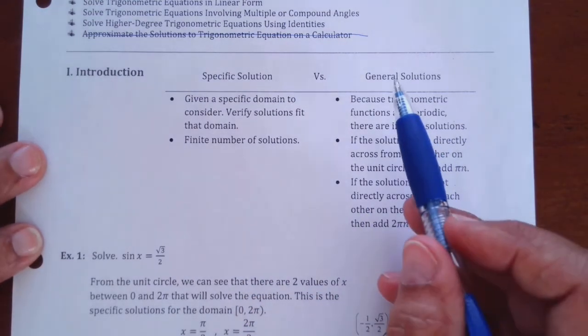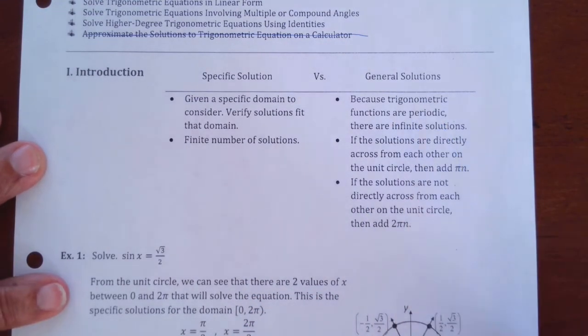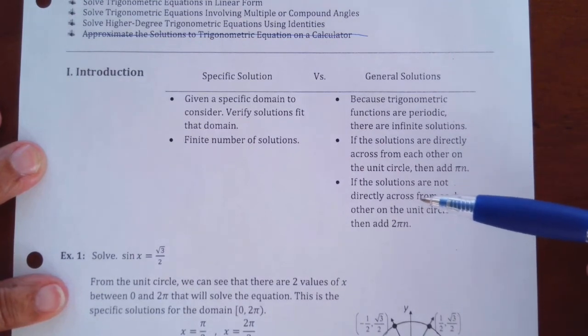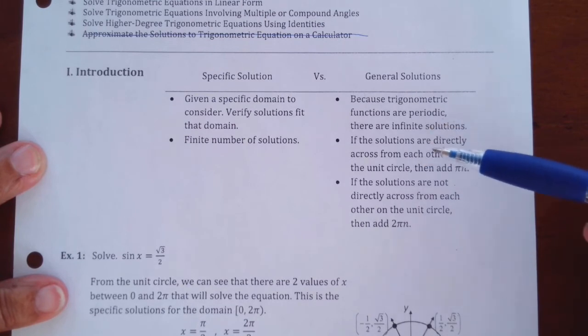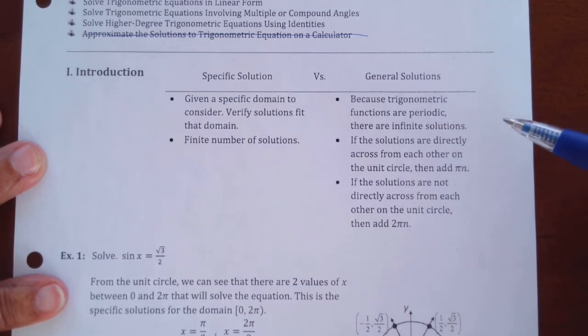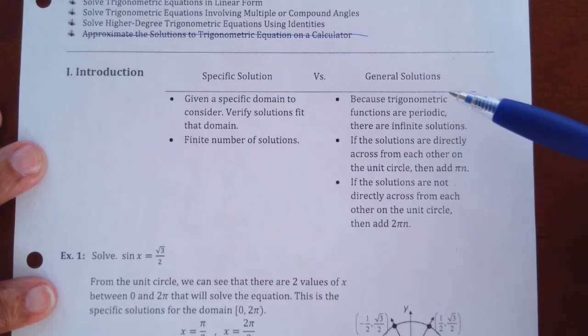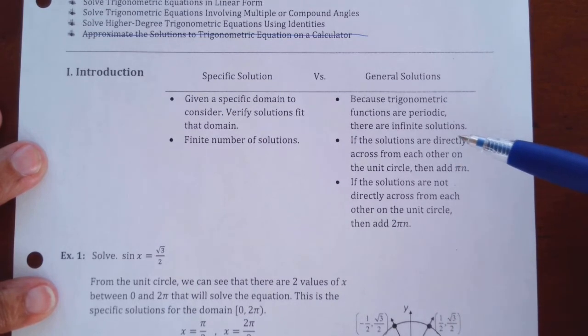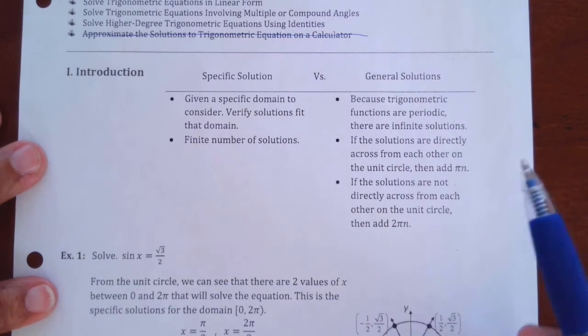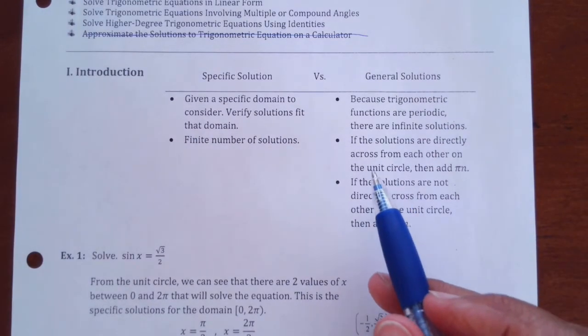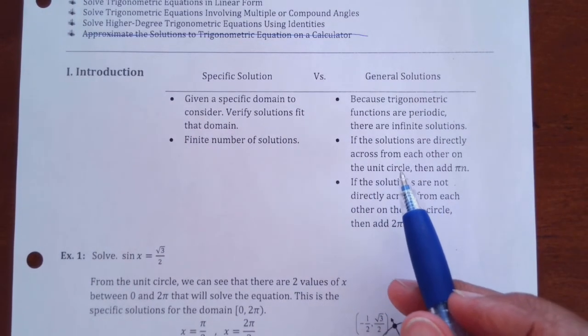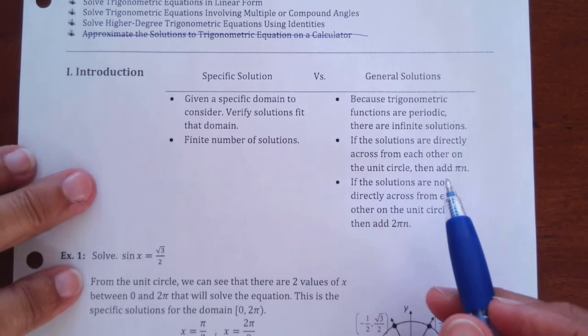Then you're going to be asked to find the general solutions. So a general solution means in periodic functions, which all of your trig functions are, you're going to get the same answer infinitely many times. So there's a bunch of answers. So when you're asked to find the general solution, okay, you're going to do one of two things.